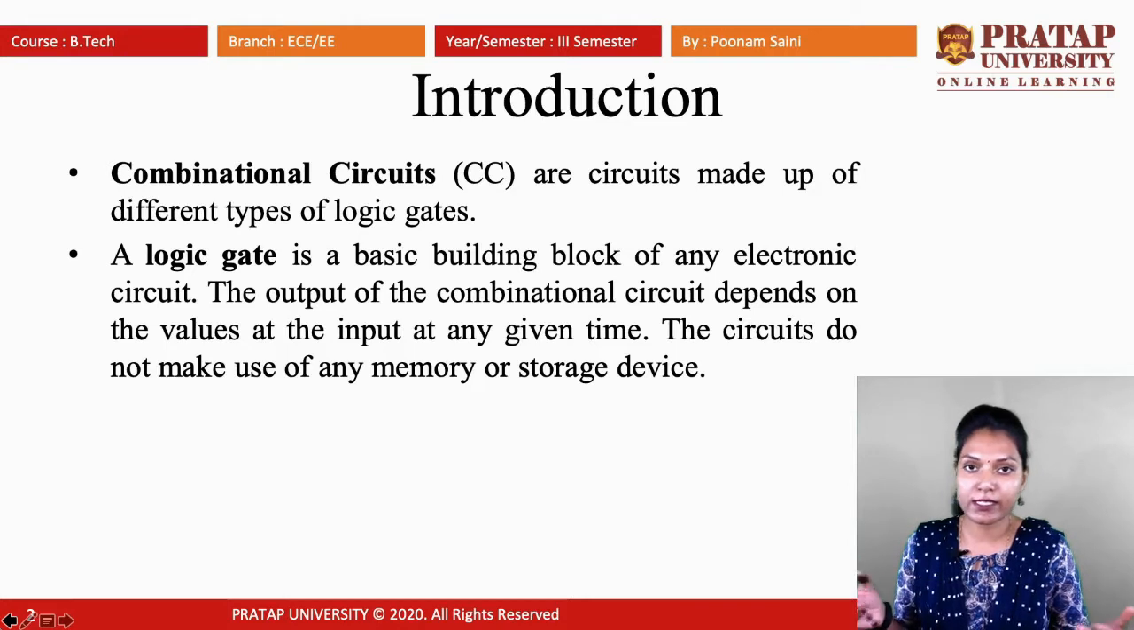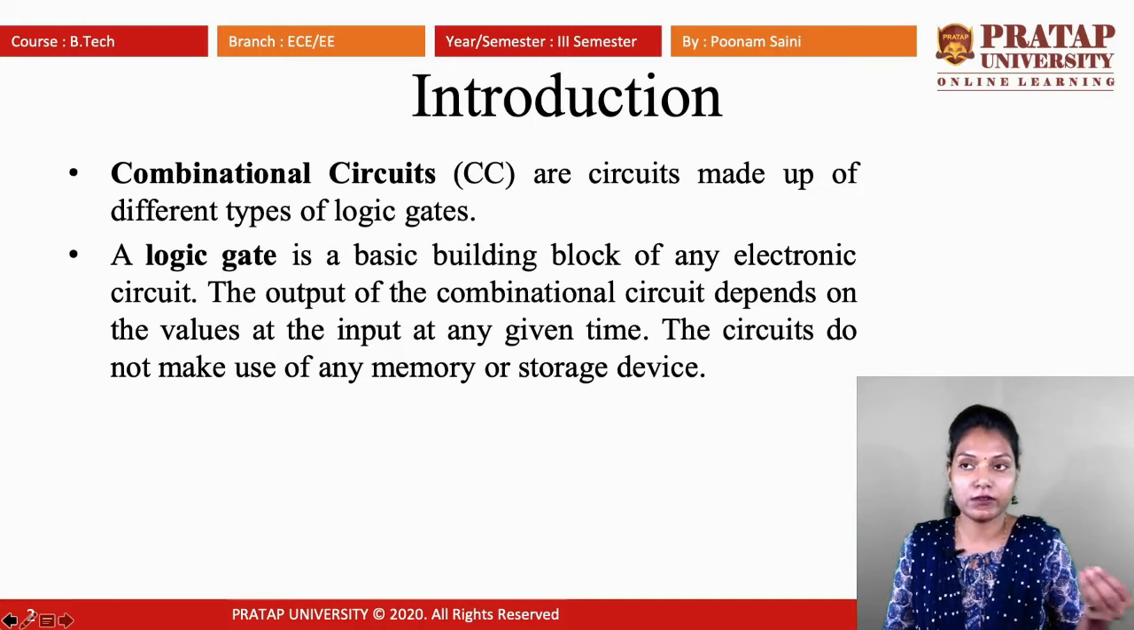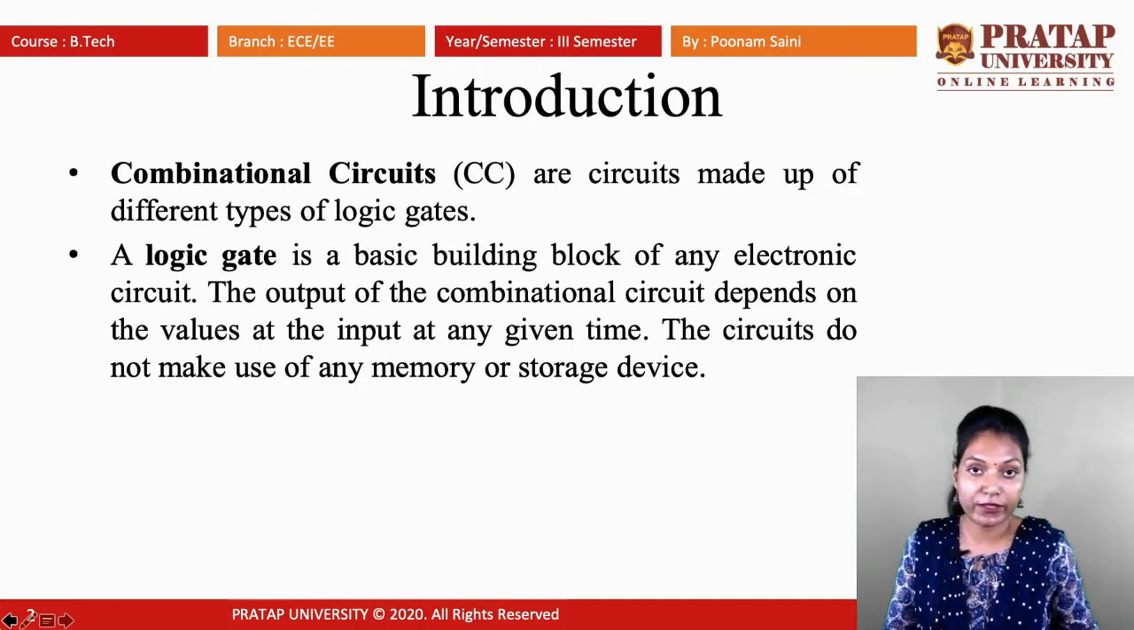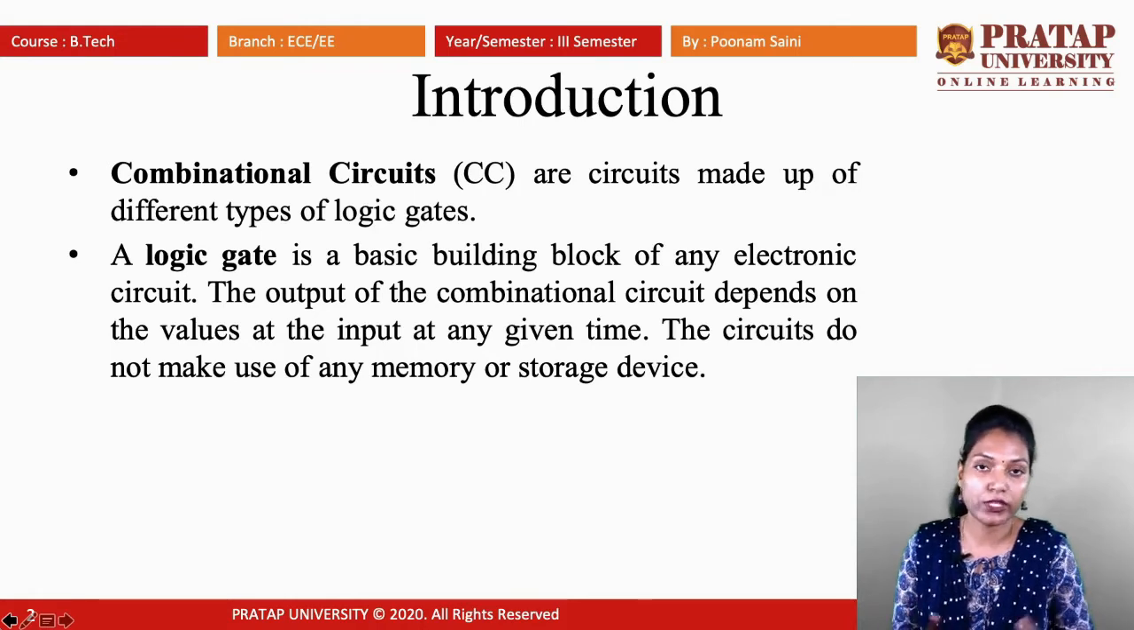So we can say that the basic difference between a combinational and a sequential circuit is that a combinational circuit has no memory element, that means it is a memoryless circuit. In a sequential circuit there is a memory element. Similarly, a combinational circuit has no feedback path, while a sequential circuit has a feedback path. So these are some basic differences between combinational circuits and sequential circuits. Today we are only discussing combinational circuits.